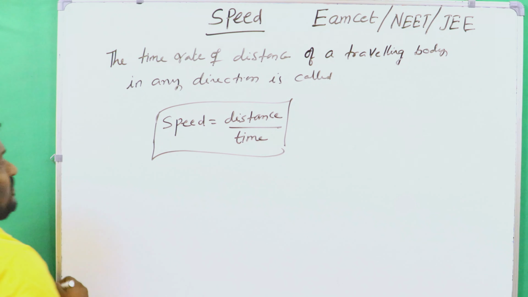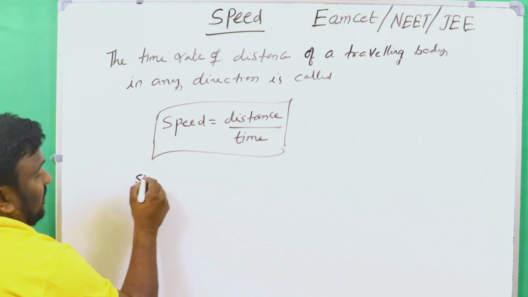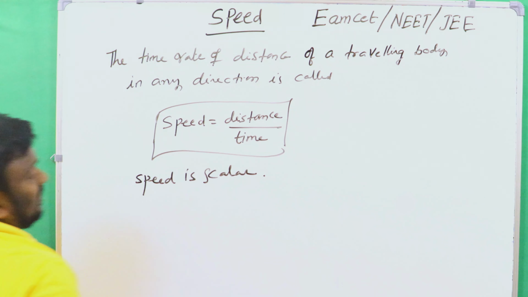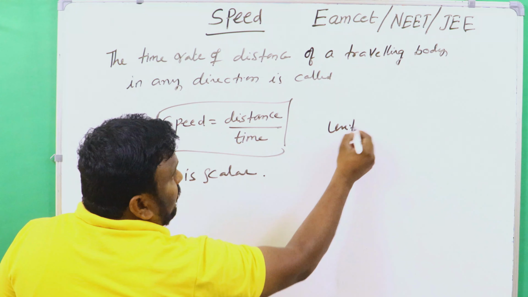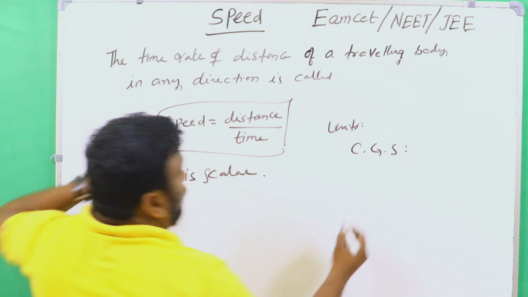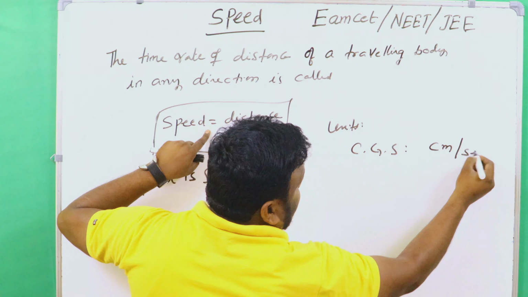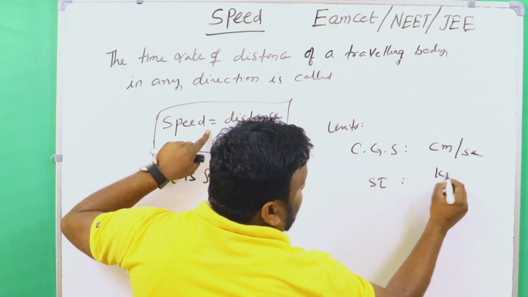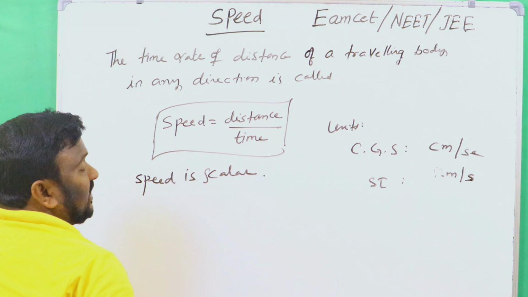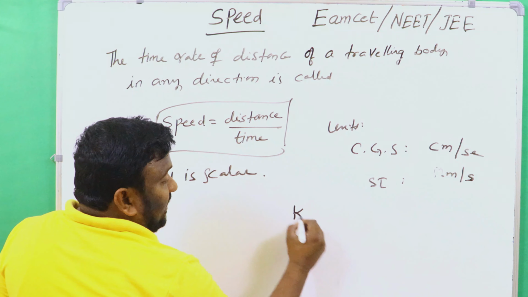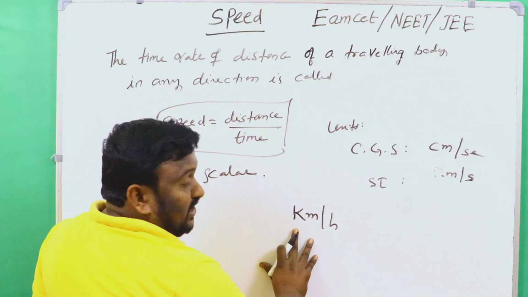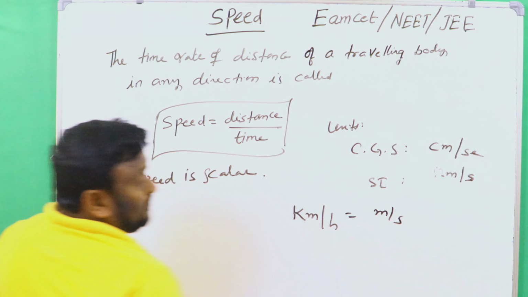So obviously here speed is a scalar quantity. Clear? And what are the units? Units in CGS are centimeter per second. In SI, meter per second. But in case of problems, they will give in terms of kilometer per hour. Kilometer per hour, you have to convert the kilometer per hour into meter per second. You have to convert. Clear?